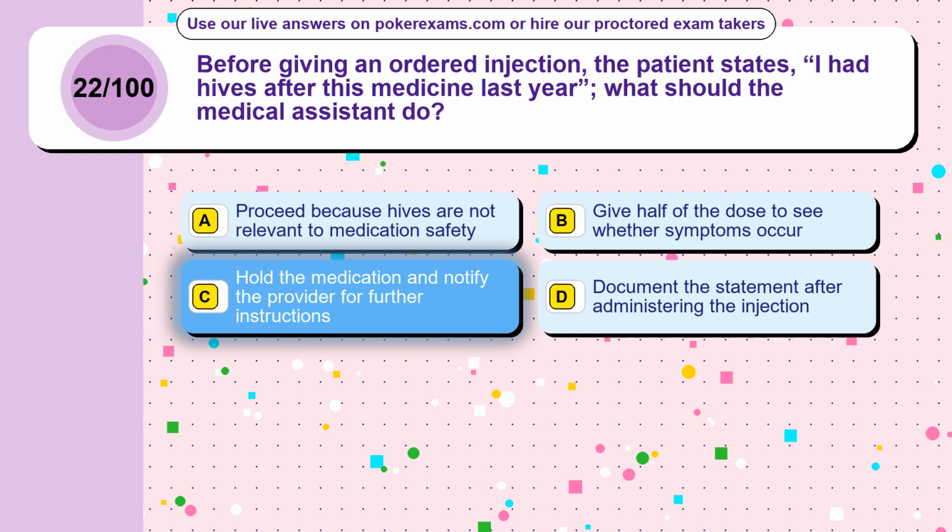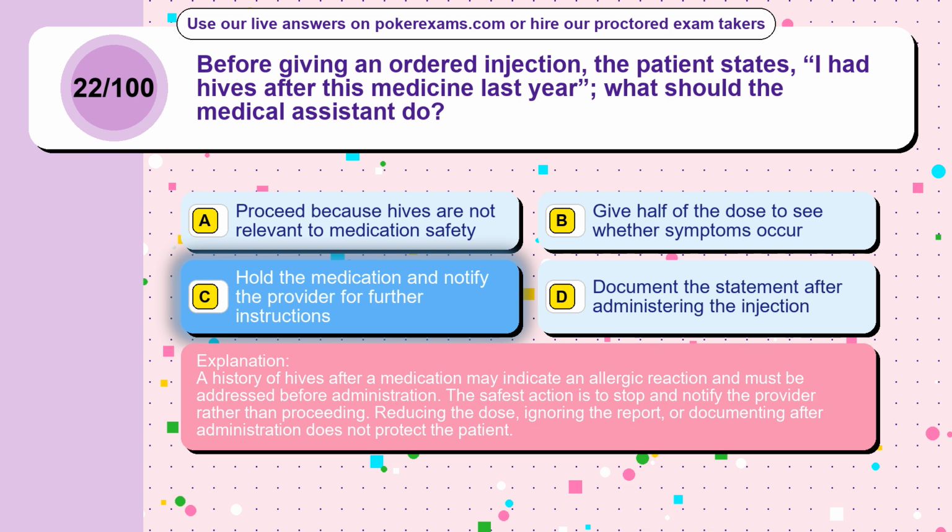The correct answer is option C. Hold the medication and notify the provider for further instructions. A history of hives after a medication may indicate an allergic reaction and must be addressed before administration. The safest action is to stop and notify the provider rather than proceeding. Reducing the dose, ignoring the report, or documenting after administration does not protect the patient.